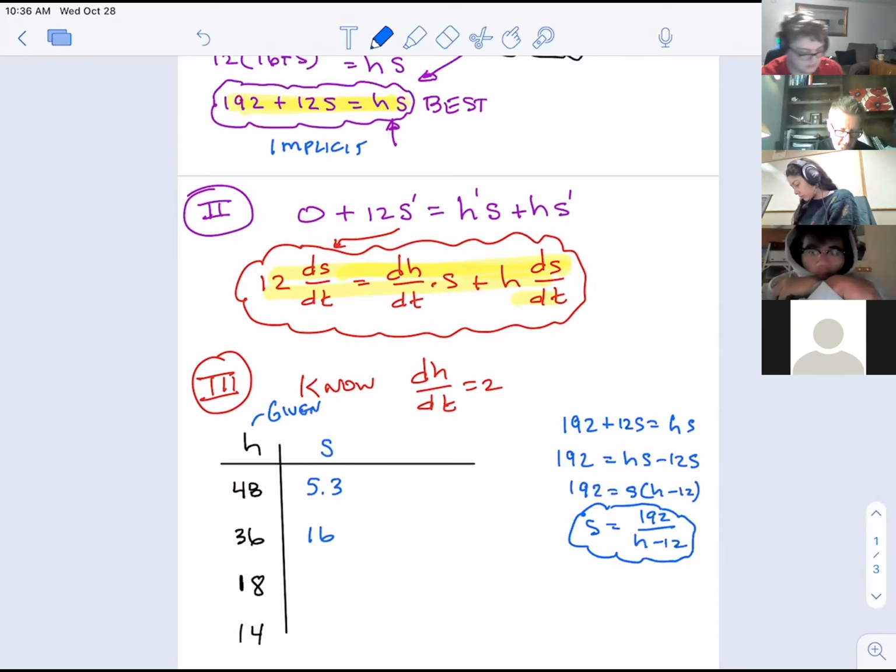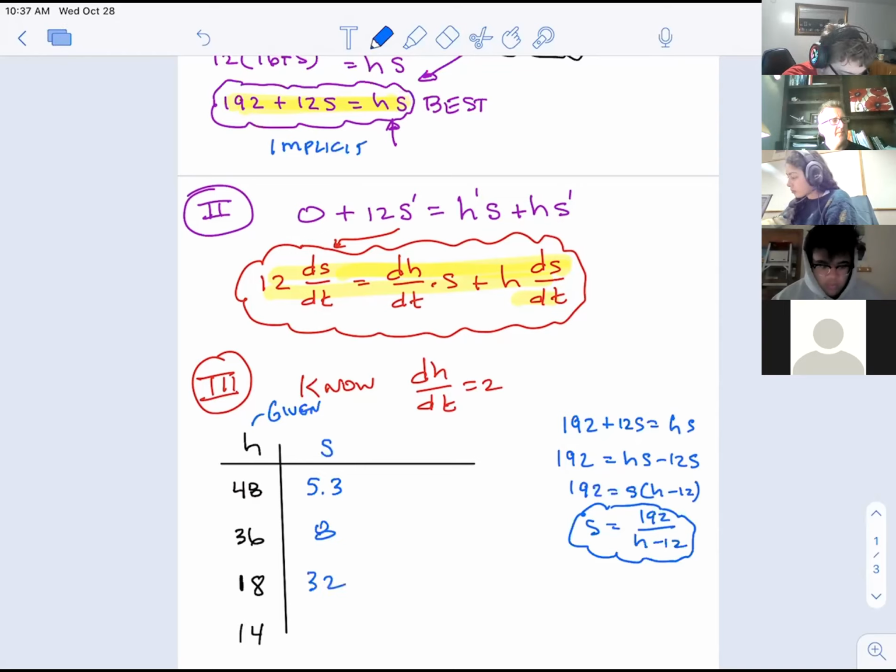I just got excited. 36 minus 12. So the second one is 8. So the shadow was 5.3 long. Now it's 8 long. What happens when I put 18 in there? Why is 32 not surprising? I don't mean 32, but why?